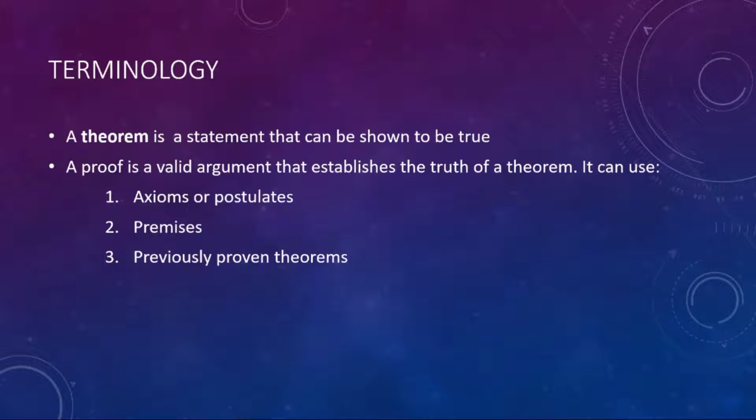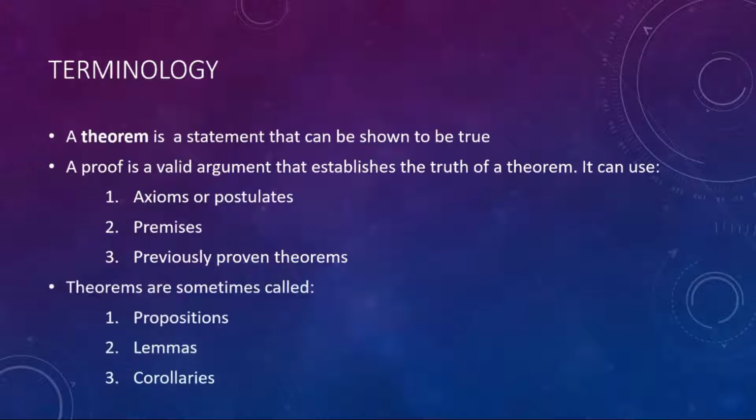Premises, we've already seen how this works in previous chapters. So this is given pieces of information, right? It might be a definition, or it might be a starting point, a starting assumption. And then finally, we can use previously proven theorems, because that's how we get further in these things: we have building blocks we've already proven and we make them bigger and bigger as we go.